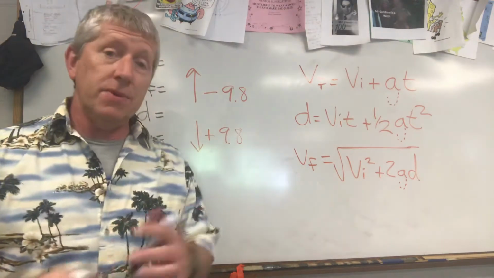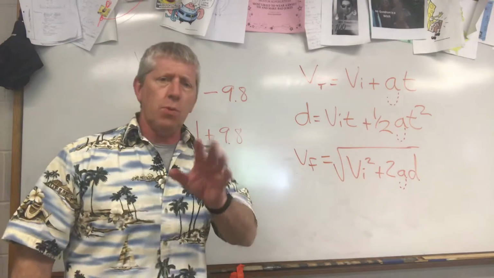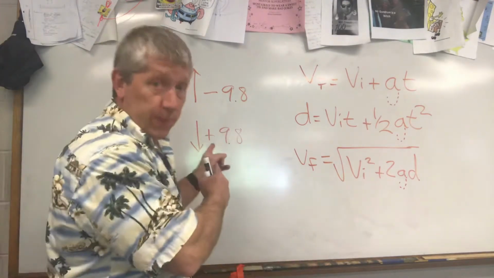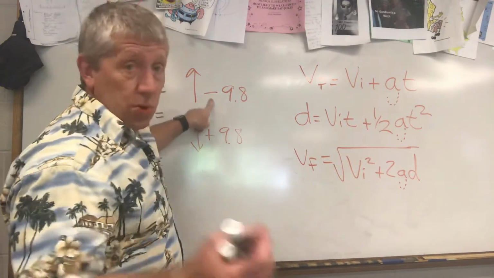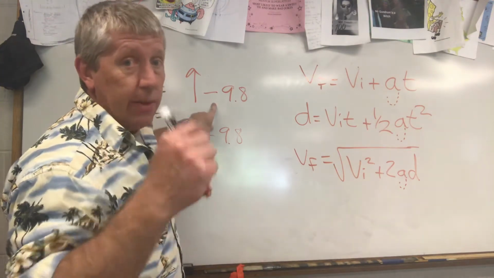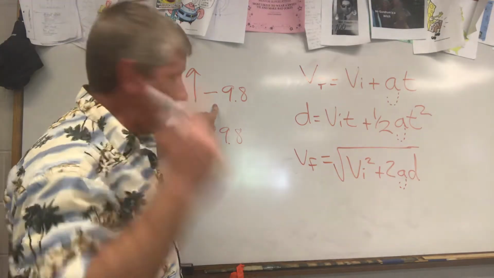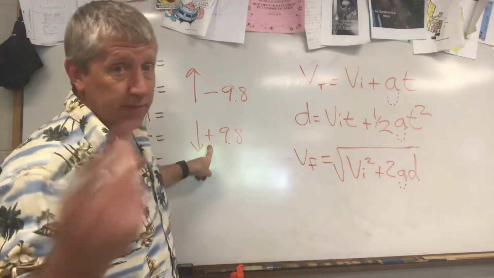The other way around is done a lot of times in textbooks, and here's why. First of all, let me explain why I do it this way. If something's going up, it's slowing down, right? So I say use a negative to indicate that it's decelerating on the way up. And when it's coming down, use a positive, it's speeding up.